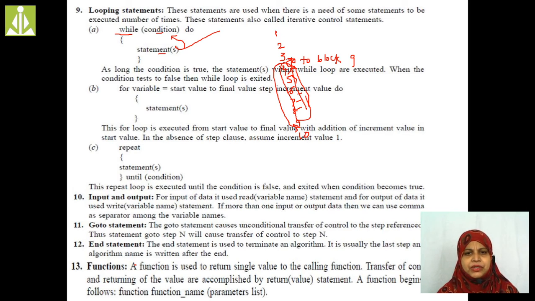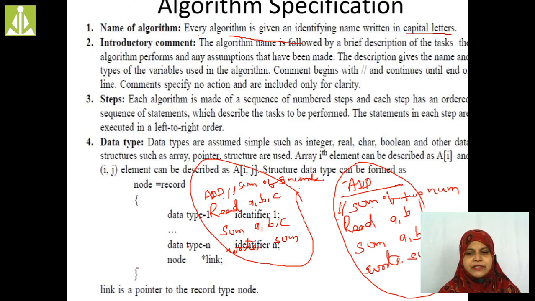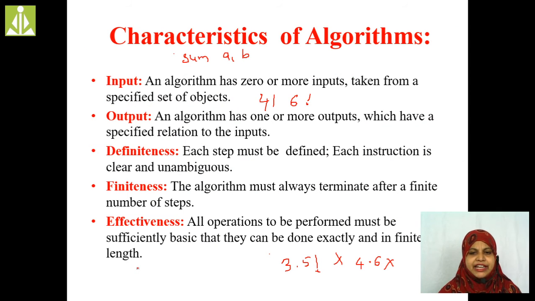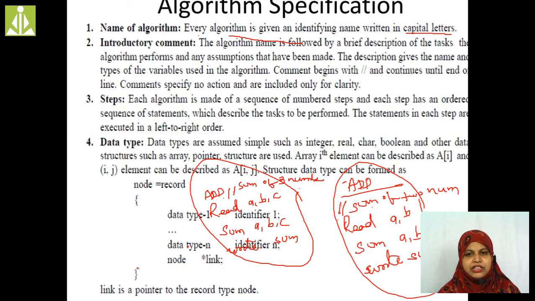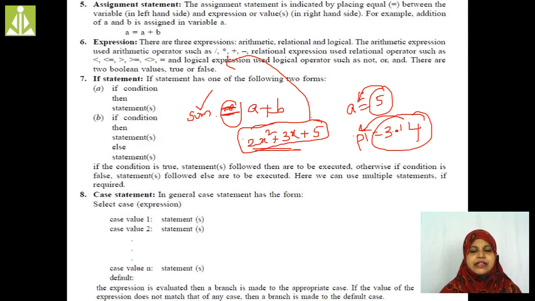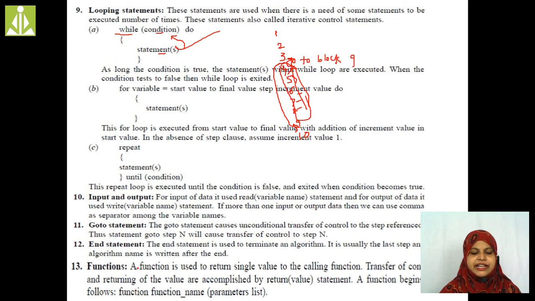Remember one thing, while we are writing any algorithm, we are not going to specify the syntax and semantics of that particular programming language. These are the specifications of an algorithm. There are 13 specifications. Here we are having 5 characteristics: input, output, definiteness, finiteness, effectiveness. Whereas algorithm specifications are name of the algorithm, introductory comment, steps, data types, assignment statement, expression, if statement, case statement, looping statement, input and output, go to statement, end statement, and the function. These 13 are the algorithm specifications, right?